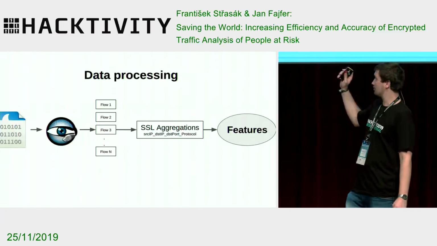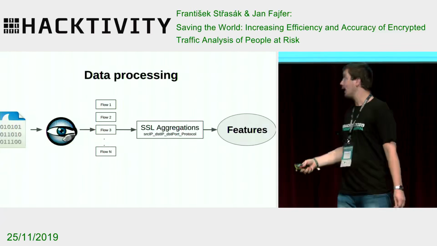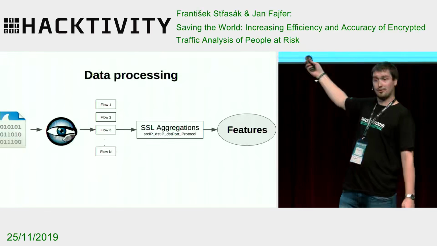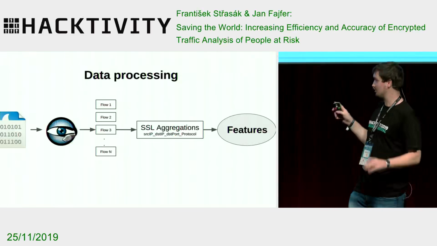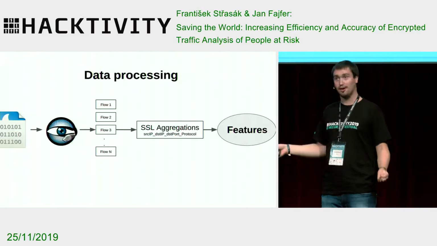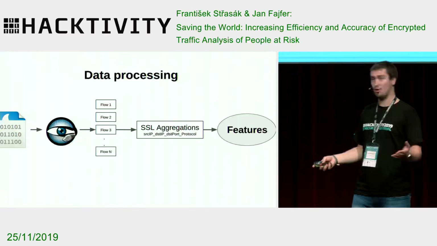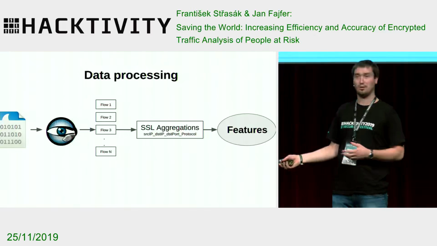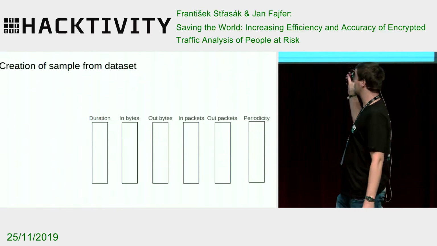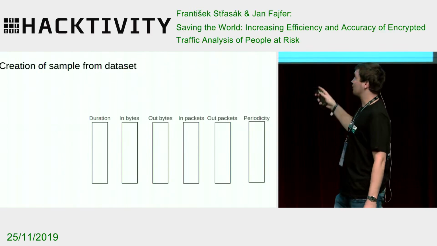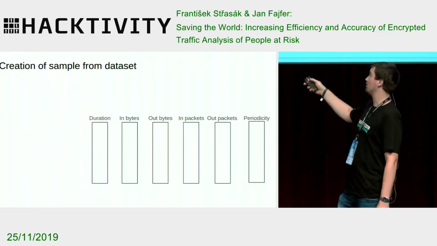So we have a pcap file, the Zeek program, which creates the flows. And again, we create the SSL aggregation. And now there is the point of features. The features for deep learning have to be different. And as I said, it should be more raw data, no standard deviation or means and so on. So we defined these 6 features, and for each flow in this SSL aggregation, we extracted them.